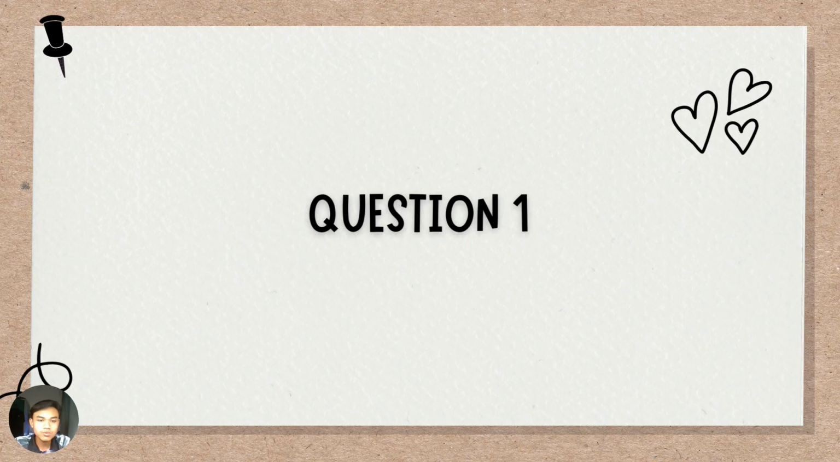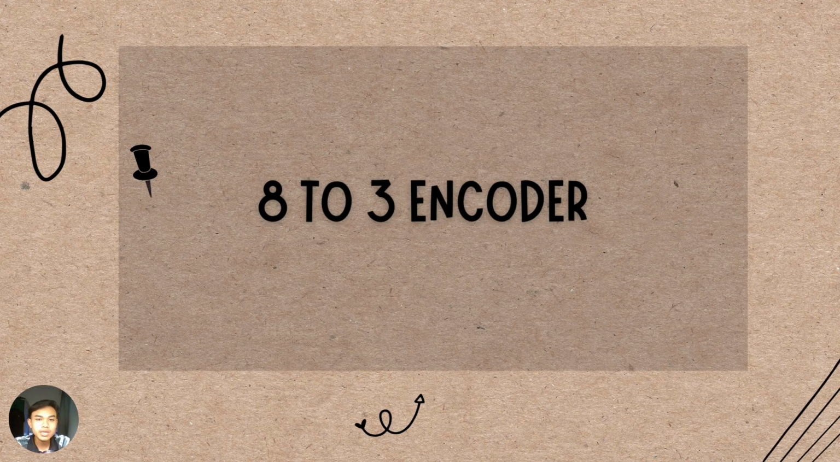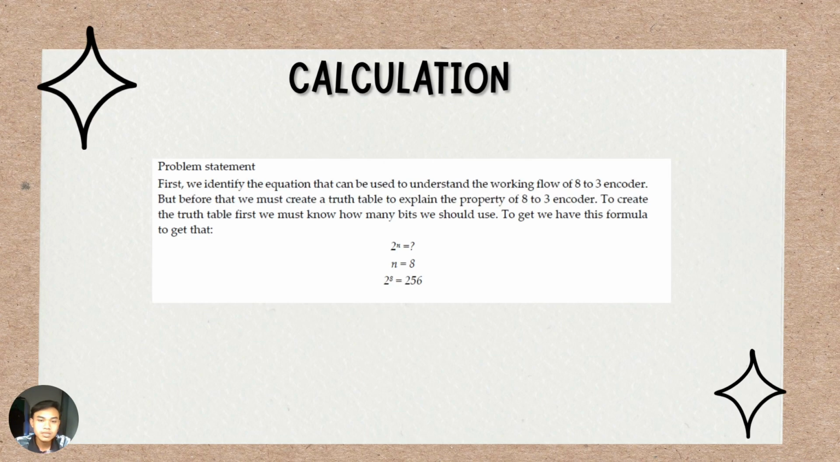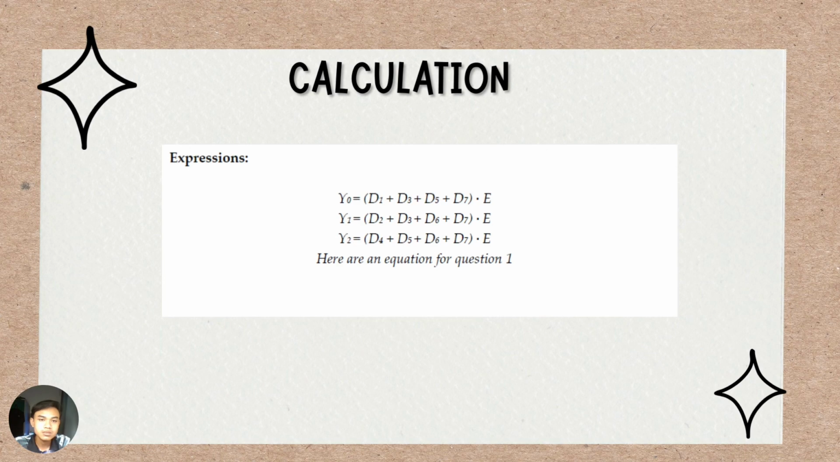So, for question 1, we choose the 8 to 3 encoder. Okay, this is my calculation. For the 8 to 3 encoder, we use 2 power of 8, so the total is 256.